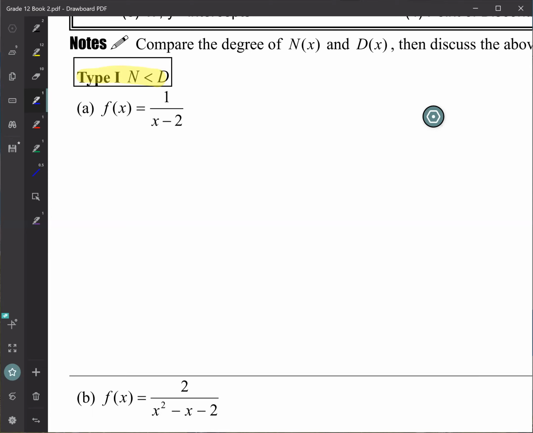So for the top, the numerator, there's no variable at all, so the degree is 0. So you just write n equals 0. And for the denominator here, the only variable is x, and x is to the power of 1. So we have denominator degree d equals 1. So here you can see n is smaller than d, 0 is smaller than 1. That's why it belongs to type 1.